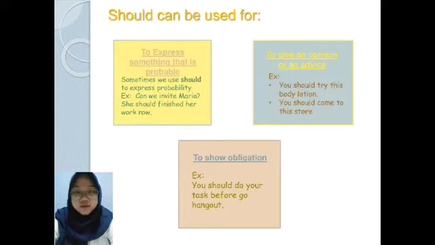And should can be used for many things, but today I just want to tell you about three uses of should. Okay, first, should can be used to express something that is probable. We sometimes use should to express probability. For example, can we invite Maria? She should have finished her work now.